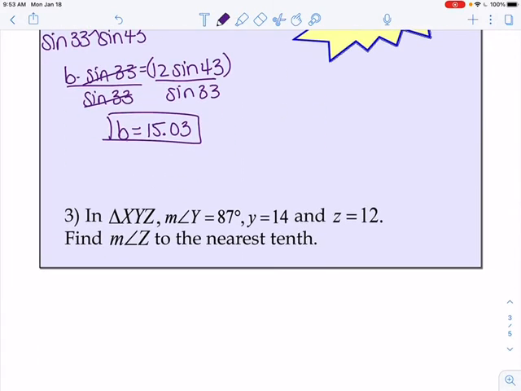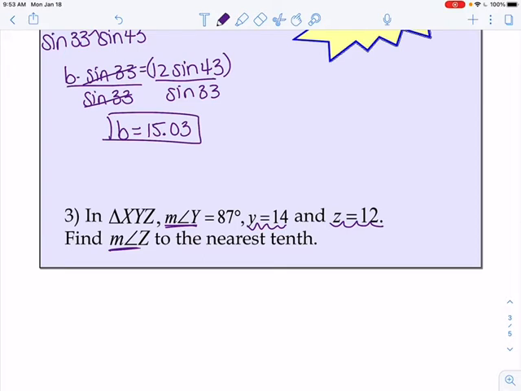Okay. Triangle XYZ, I have the measure of angle Y is 87 degrees. Side Y is 14, side Z is 12, and we want to find the measure of angle Z to the nearest tenth. So again, I have an angle Z and an angle Y. That's 2 angles. Side Y and side Z, 2 sides. So I have 2 sides, 2 angles. That means I'm going to use the law of sines.